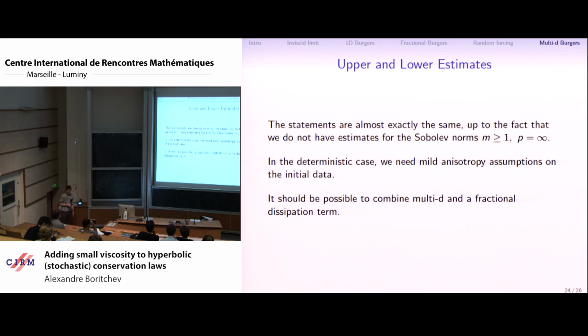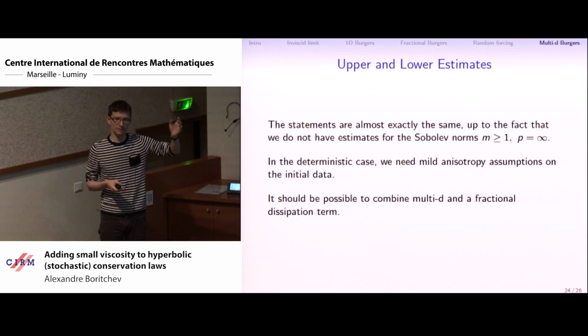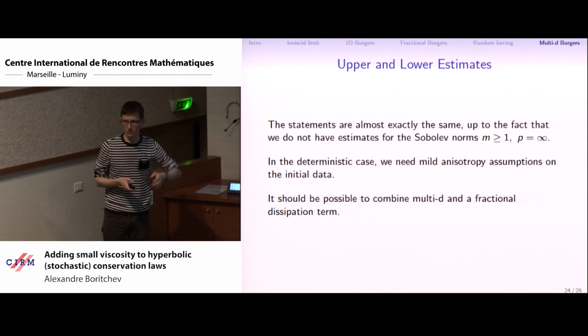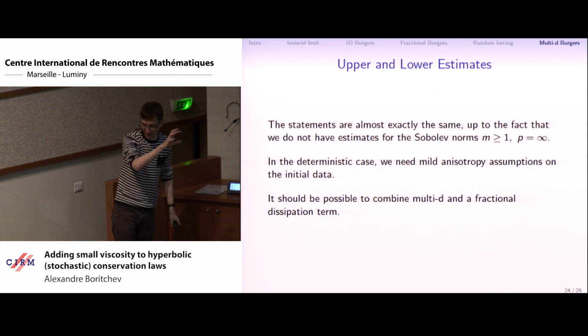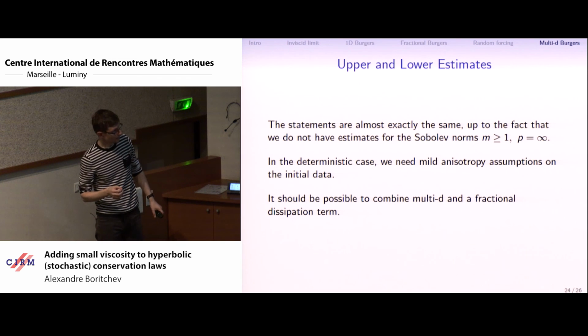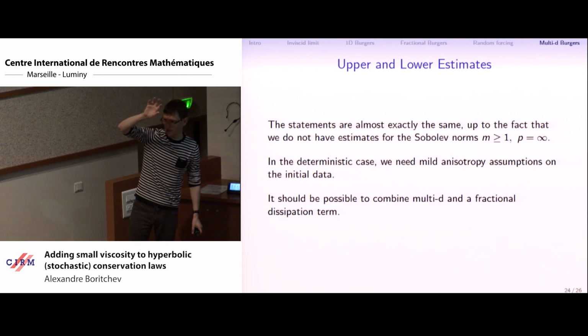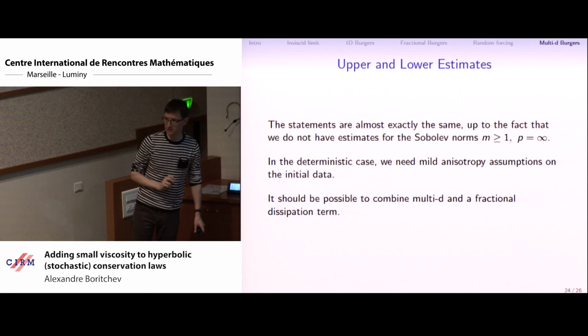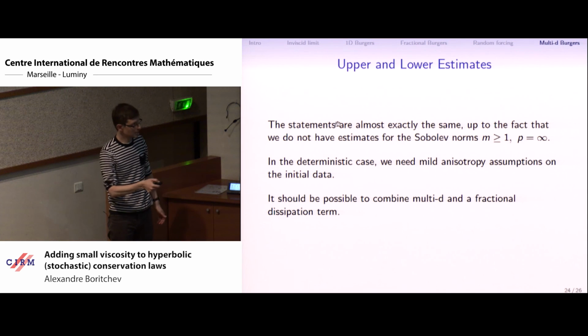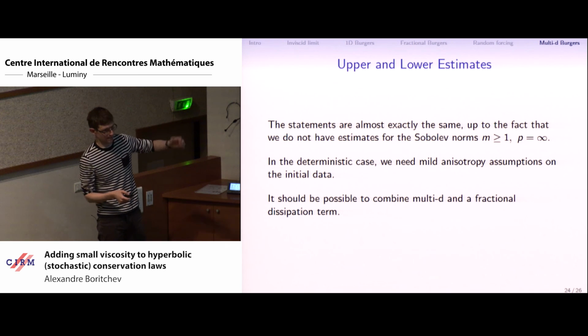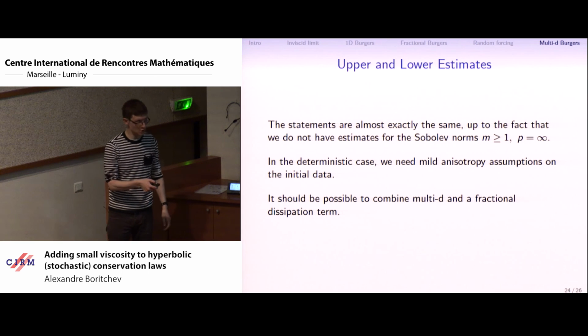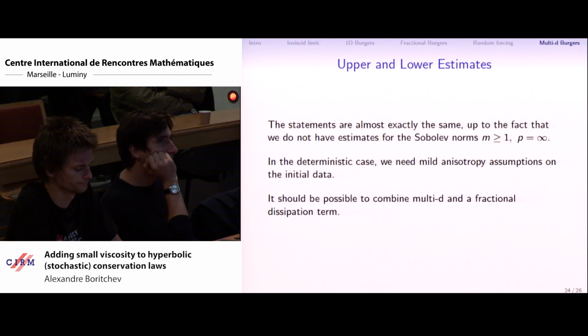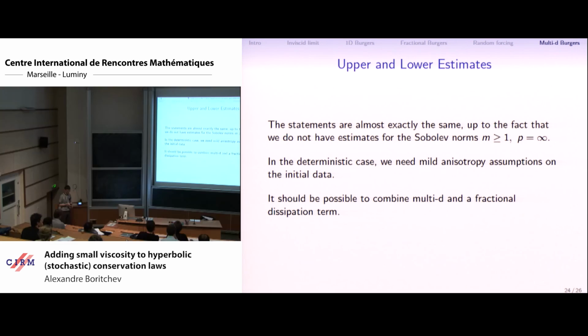In the deterministic case, we have something which is a bit annoying, which is that, as I said before, in the energy dissipation relation, the contribution of the nonlinearity will not vanish. When you have stochastic forcing, then you can be smart and make the solution go to the region where you want it to go, so that the contribution of the nonlinearity can be neglected. In the deterministic case, you can do whatever you want, so you need some kind of mild anisotropy assumptions on the initial data.